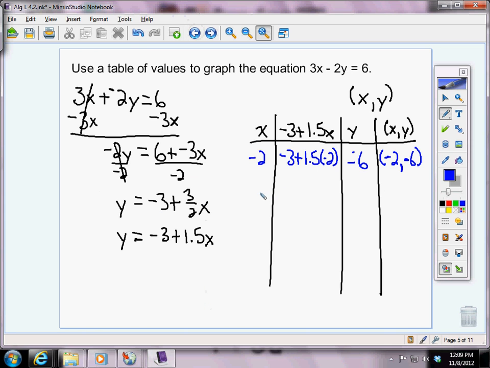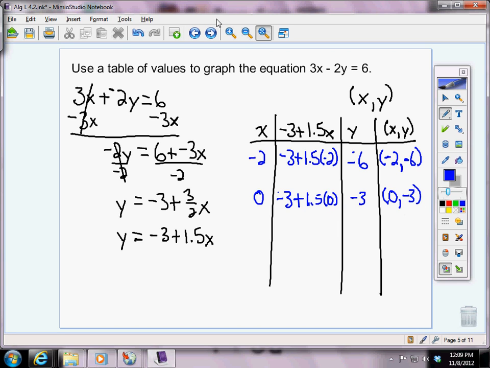Now let's say I want to try 0. Negative 3 plus 1.5 times 0. Well, 1.5 times 0 is 0. 0 plus negative 3 would just be negative 3. So I get the point 0, negative 3.